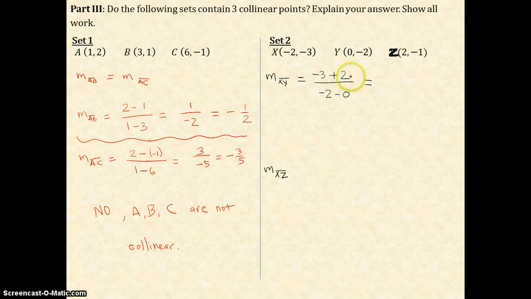So negative 3 plus 2 is negative 1, and negative 2 minus 0 is negative 2, and that is a slope of positive 1/2. What about x to z? Negative 3 minus negative 1, so minus negative 1 becomes plus 1, and then negative 2 minus 2.